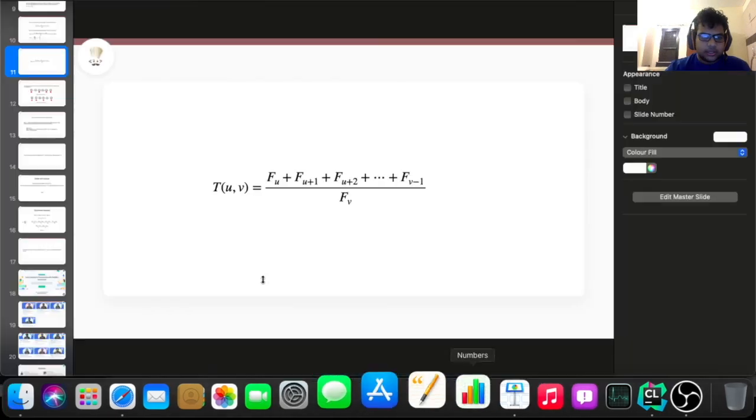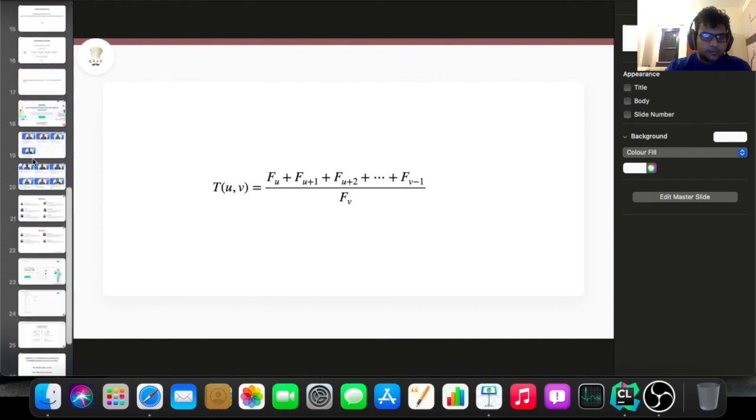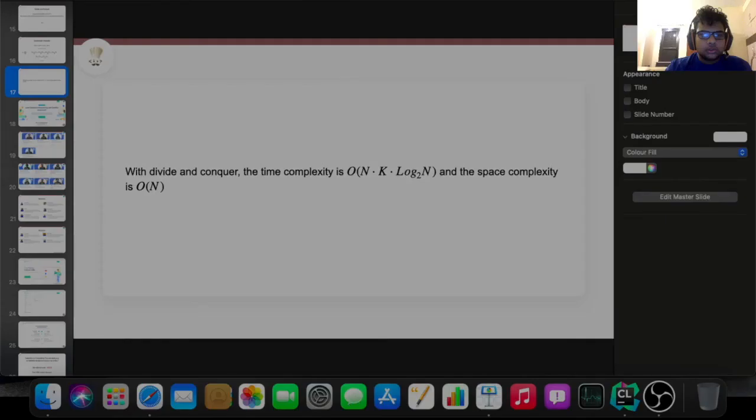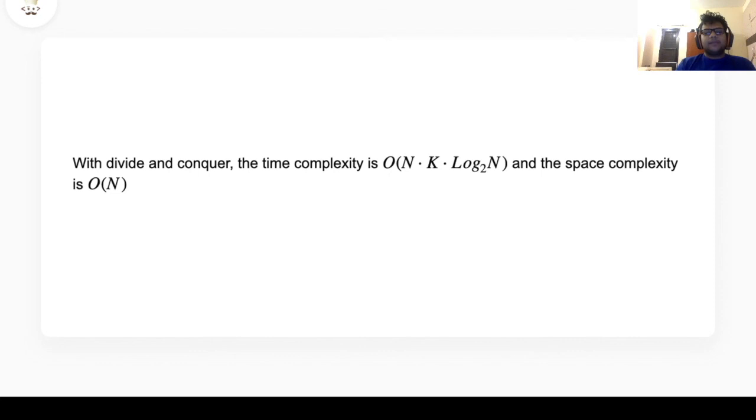So while that's running, with divide and conquer, the time complexity of this was order of n k log n, which comes out to something like 10 to the power 7, about 5e7, which is very fine, and the space complexity is order of n, which is perfect.